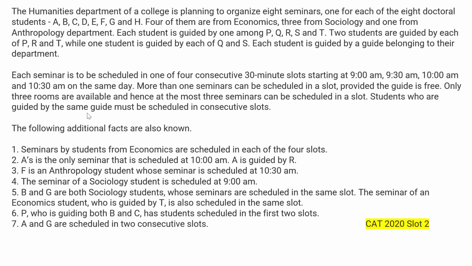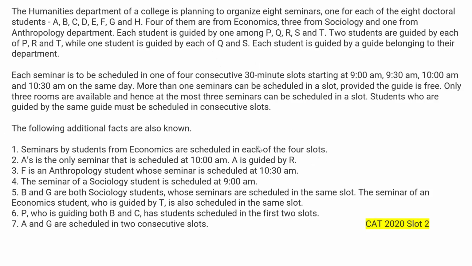Students who are guided by the same guide must be scheduled in consecutive slots. Okay, so if a guide, suppose P, is guiding in the first slot, then P will guide in the second slot also, right? If P is guiding in the second slot, then P will guide in the third slot also. So likewise, the guide must be there in consecutive slots. Right? So students who are guided by the same guide must be scheduled in consecutive slots.